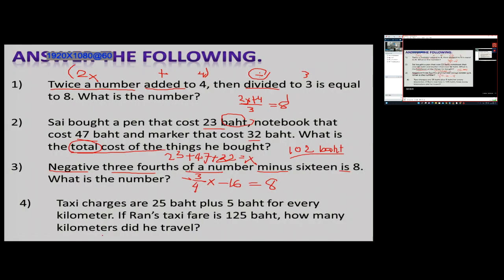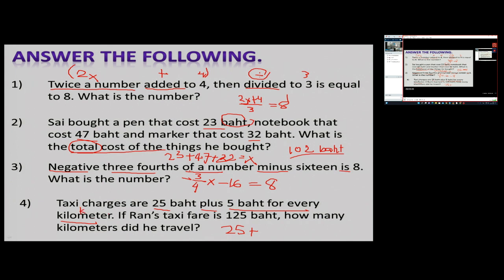Now, let us have this number 4. Taxi charges are 25 baht. So we will have 25. Now, the word is plus. Since this is plus, you're going to add. Now, we have 5 baht for every kilometer. If kilometer is letter K, I told you last time, right?